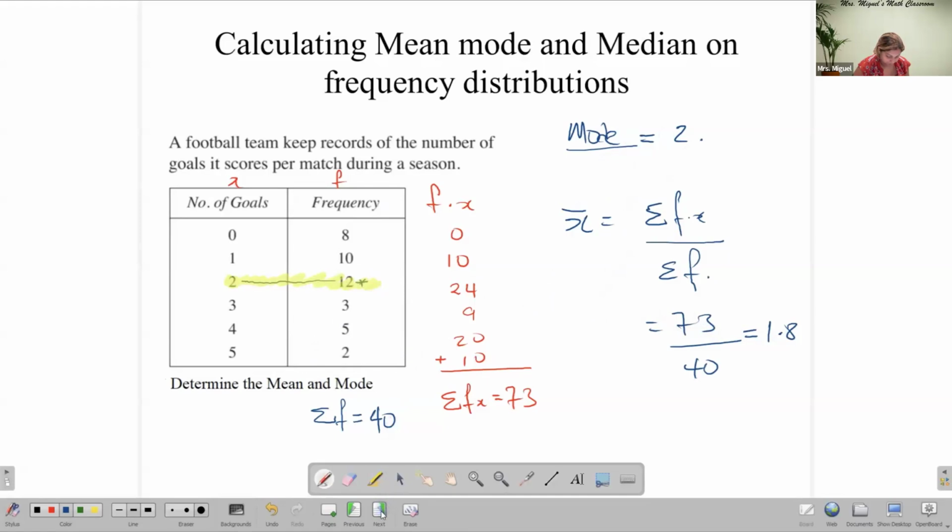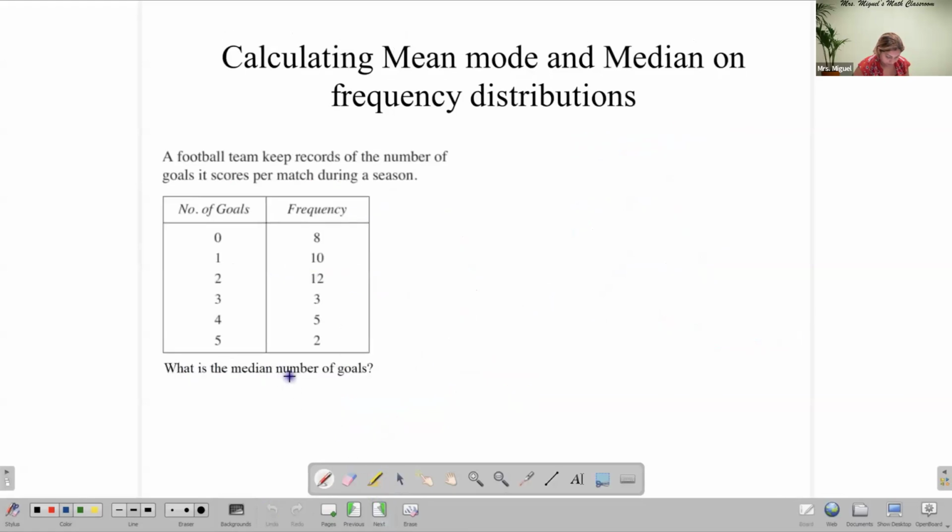Now the next one we want to find is the median. And to find the median, we need to find the middle number. Now, if the data is raw, we need to organize it from smallest to lowest. This data is organized already.